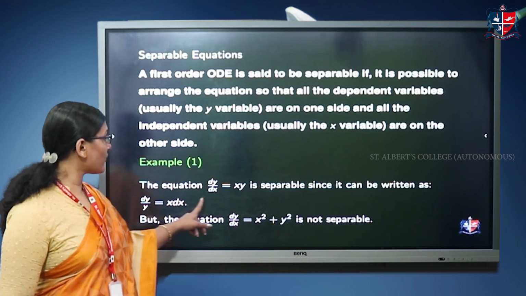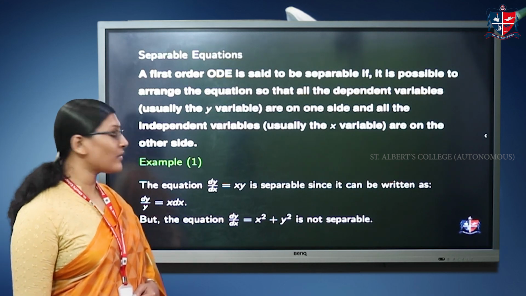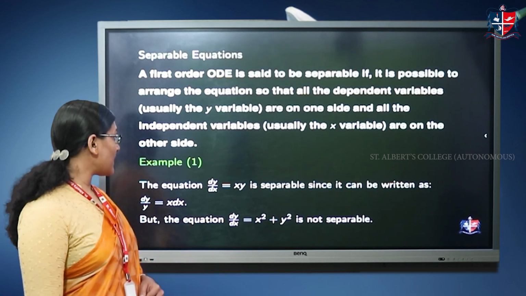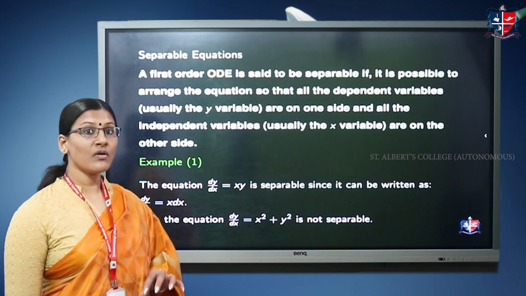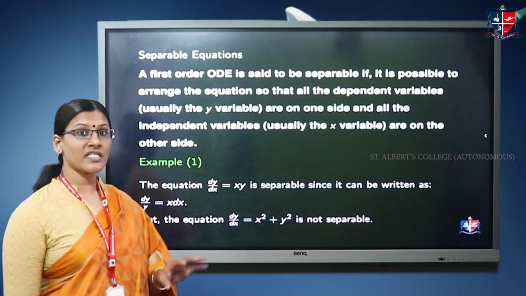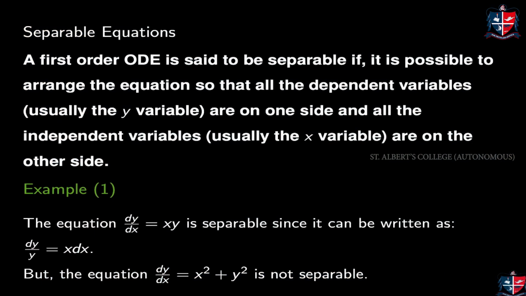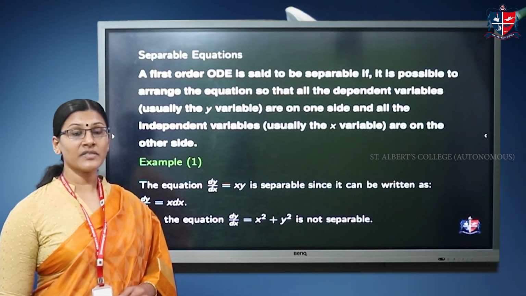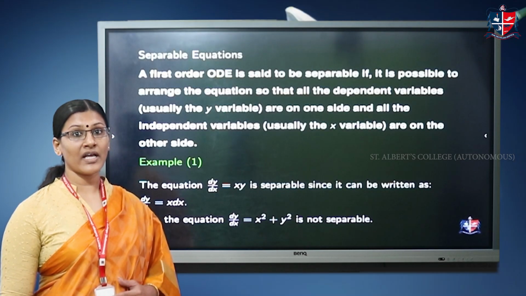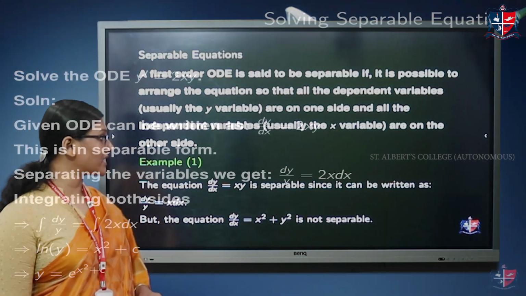For example, here the equation dy by dx equal to xy is separable because we can bring all the y terms to one side and all the x terms to the other side as dy by y equal to x dx. Whereas this equation dy by dx equal to x square plus y square is not separable, since we can't separate the terms y and x in such a way that all the y terms are on one side of the equal sign and all x terms are on the other side.